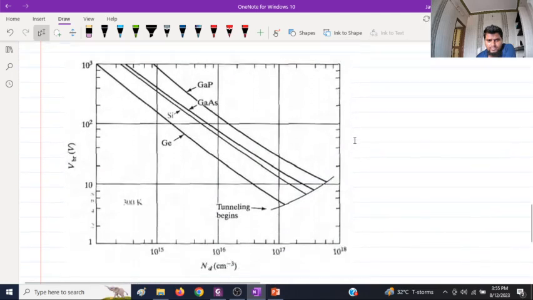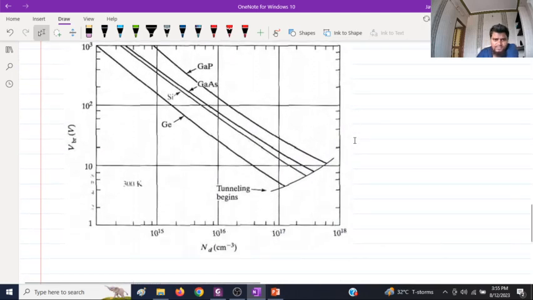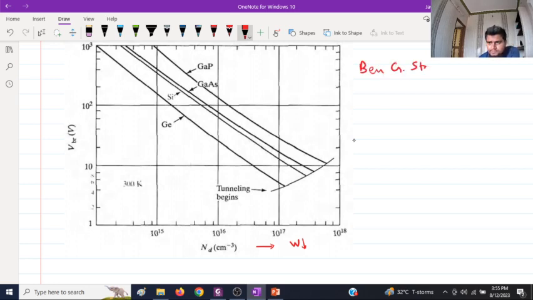After this I would like to discuss one more important thing, how this breakdown varies with doping concentration. Of course, as the doping concentration increases, W, the junction width, decreases, and that's why you will find this curve. Here this data is taken from Benji's treatment.